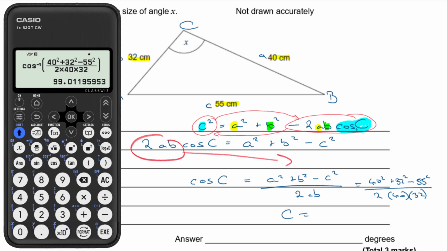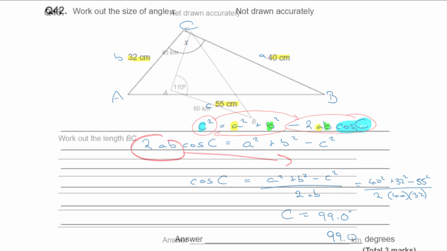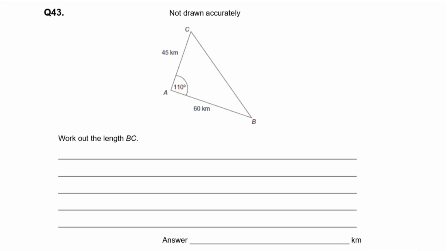And that comes out to be 99.0. Does that look about right? Well, in terms of the diagram it does. That looks like it's just a little bit more than a right angle, doesn't it? So 99.0 looks good in that shape. So yeah, I'm happy with that. 99.0.